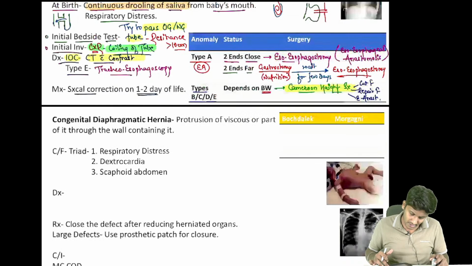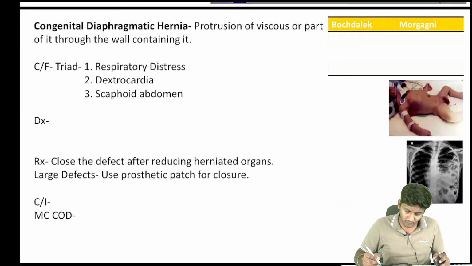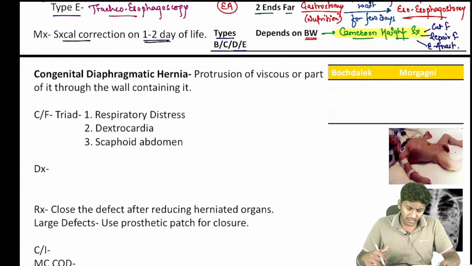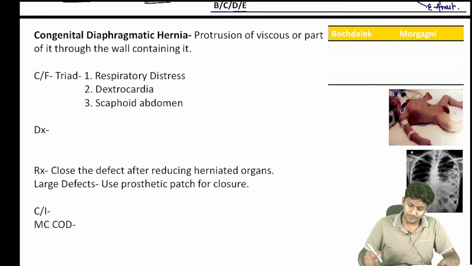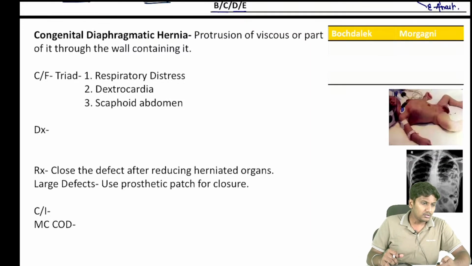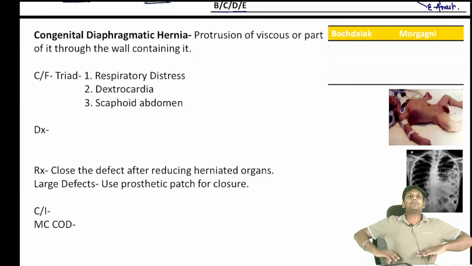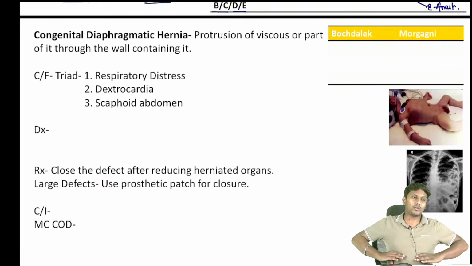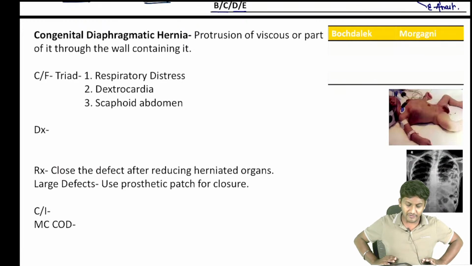The next one, बच्चों, is another congenital anomaly, known as congenital diaphragmatic hernia. ठीक है? If I talk about congenital diaphragmatic hernia बच्चों, important is we know, see, the thorax and the abdomen are both separated by the domes of the diaphragm.